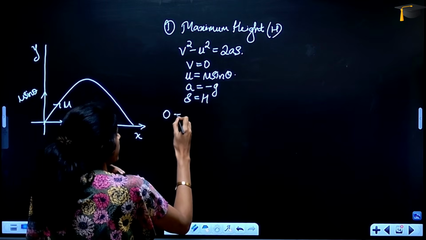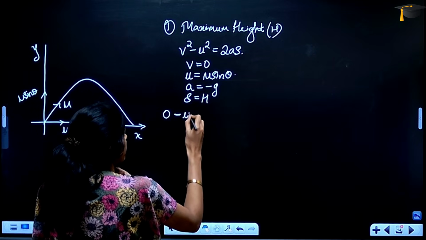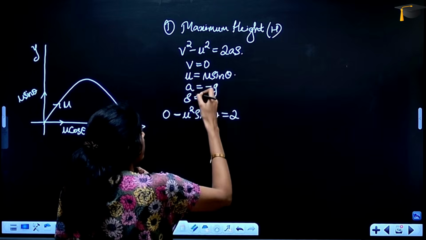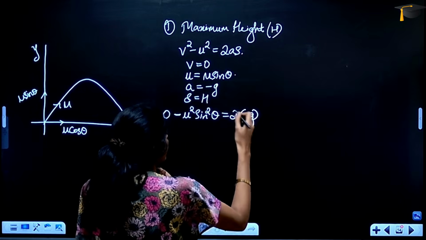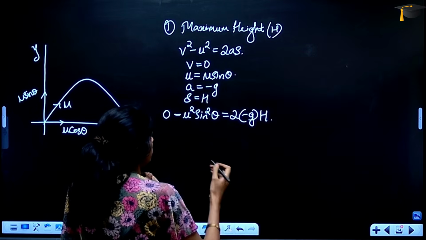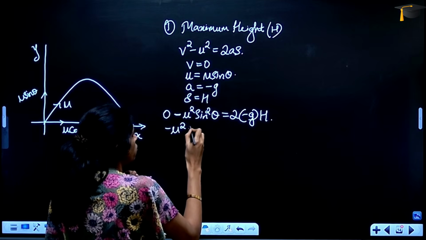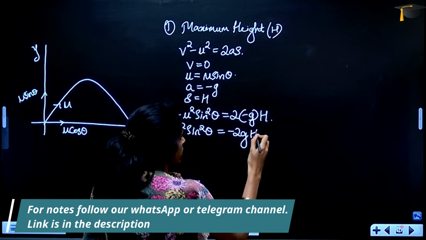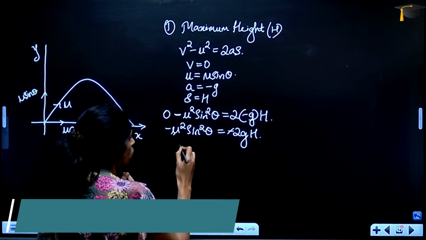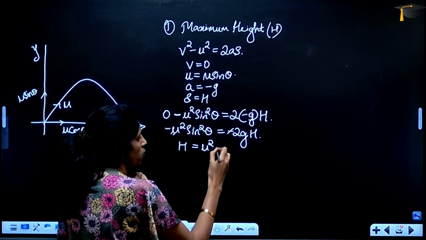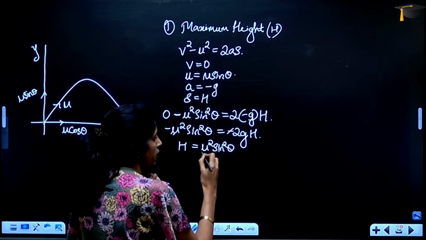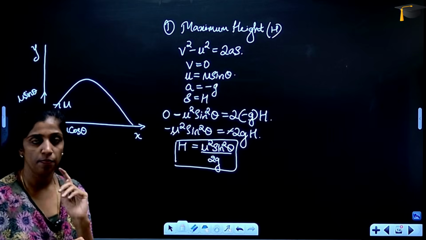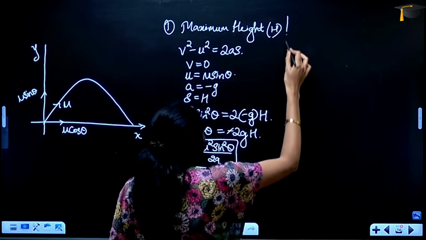So v square can be taken as 0, minus u square sine square theta, equals 2 times a, which will be replaced by minus g, and s will be replaced by h. Okay, so you will get minus u square sine square theta equals minus 2gh. Cancel minus minus. What will be h now? h is u square sine square theta by 2g. Okay, so this is the maximum height derivation. Quite simple, right? Now, moving to the next.